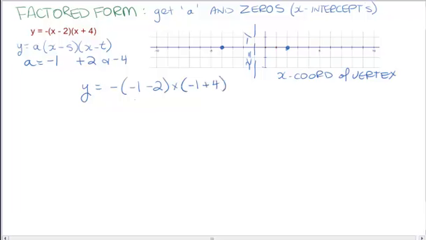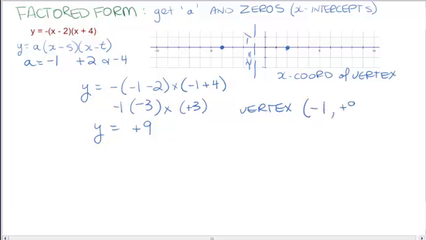To solve this equation, you do the brackets first. Negative 1 minus 2 is a negative 3. That's going to be multiplied by negative 1 and the value of the second bracket, which is negative 1 plus 4, which is a positive 3. When you multiply all these values together, you get negative 1 times negative 3, which is positive 3, times a positive 3 is positive 9. This is your y-coordinate of the vertex. So your vertex has coordinates negative 1 from your axis of symmetry and positive 9.